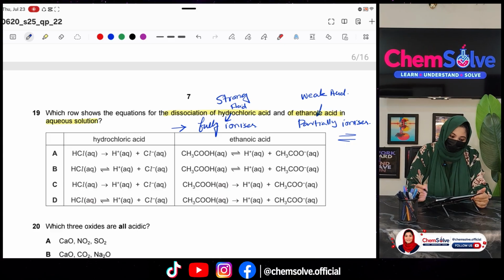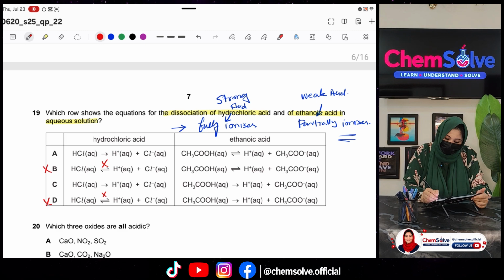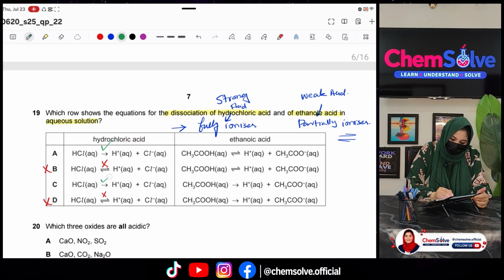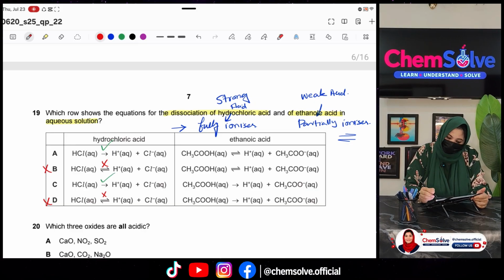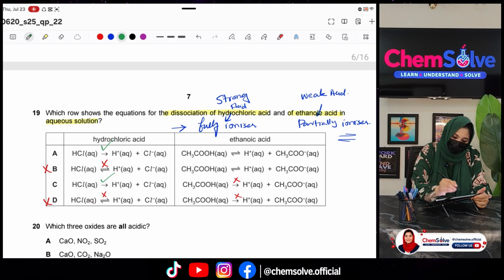So in option A, it is shown with the reversible sign, it is wrong. It is shown with the reversible sign, it is also wrong. And in C, this could be the correct option. And now it is shown with the irreversible sign, it is wrong. It is also showing the reversible sign, it is also wrong. So I believe option A is the correct option because both the ticks are here. So this is the correct option.